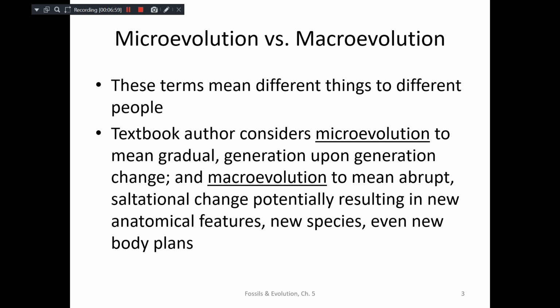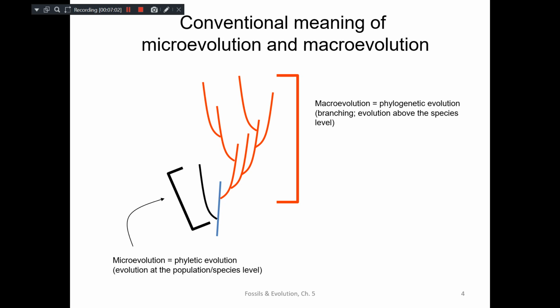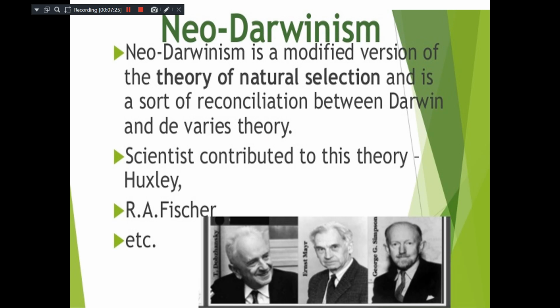So this is the difference between microevolution and macroevolution. All of you should remember this, and then with this background, we have to study this synthetic theory of evolution or neo-Darwinism. See here, this is a cladogram which is showing this. This is the microevolution, slow changes take place. Whereas in macroevolution, you can see there are large, considerable changes at a time, abrupt changes. Now, coming back to neo-Darwinism, it is a modified version of the theory of natural selection. It's not wrong if I say it's a reconciliation between Darwin and de Vries's theory.